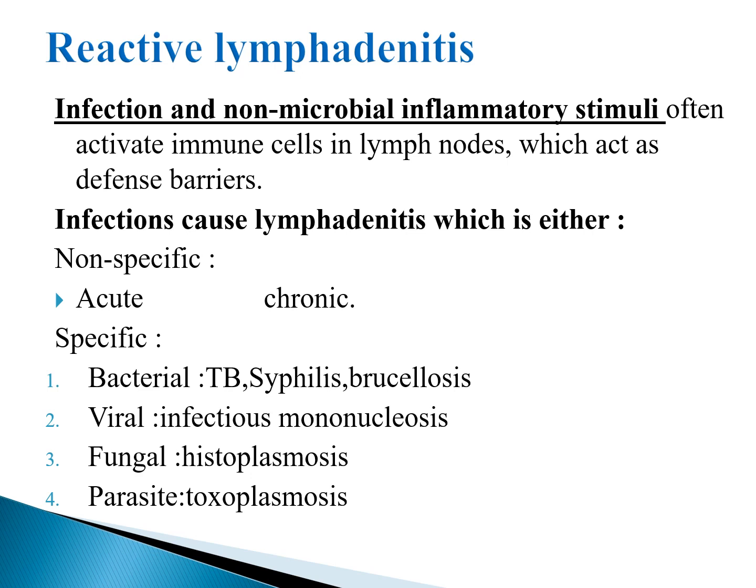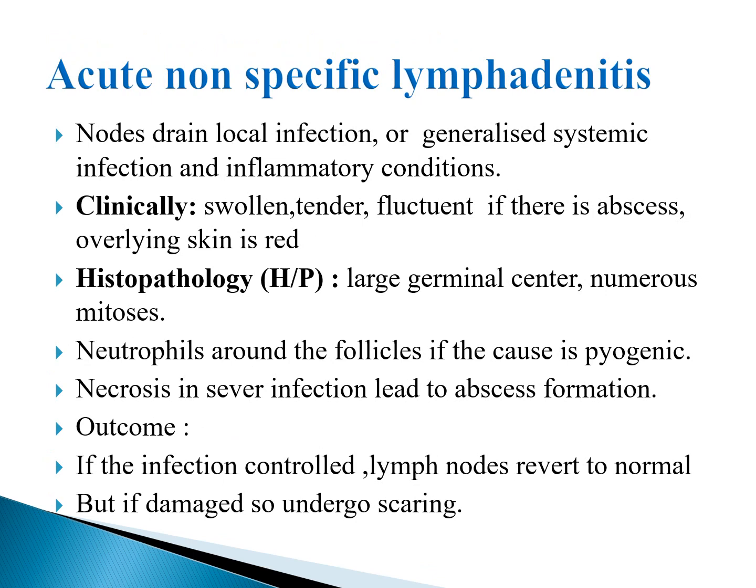Specific, number 1, البكتيريال عندي التوبركلوسيس والسيفيلس والبروسيلوسيس، والفيرال هي الانفكشيوس مونونيوكليوسيس، والفنجل هو الهيستوبلازموزيس، والباراسايت هو التوكسوبلازموزيس. عندي الأكيوت non-specific lymphoadenitis. It drains the local infection or generalized systemic infection and the inflammatory condition.